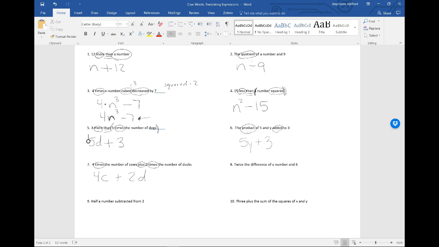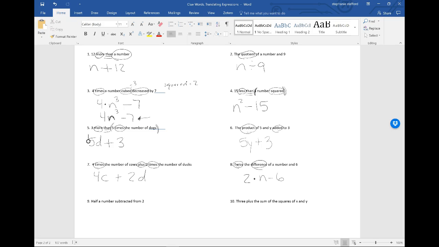8, twice the difference of a number and 6. So twice means I'm timesing something by 2. And then the difference of a number and 6. So some of you may have written this. There's no turnaround word, so everything goes in the order it is. So we got twice, timesing something by 2, the difference, which is subtraction, and a number and 6. So that's what we look like.